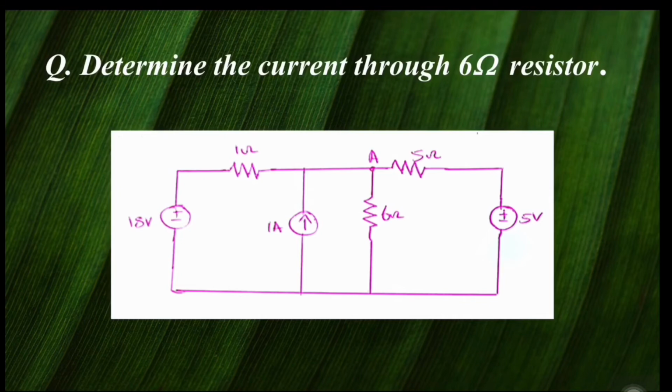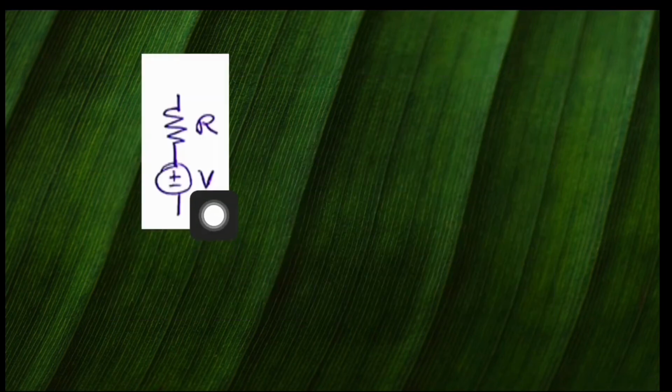Do you know what is practical voltage source? A voltage source with a series connected resistor is considered as a practical voltage source. On the other hand, a current source with a parallel connected resistor is considered as a practical current source. Let us now focus on how to convert a practical voltage source to its equivalent practical current source. Suppose we have a voltage source V with a series connected resistor R. As you know, it can be considered as a practical voltage source.